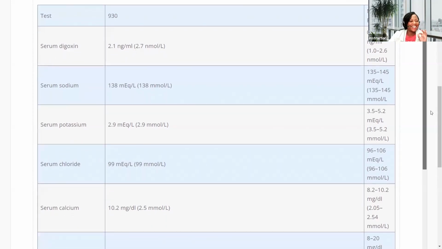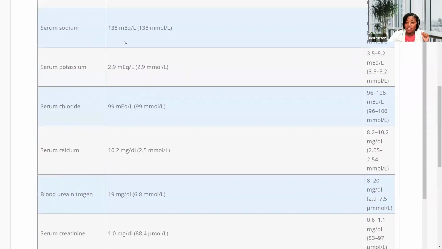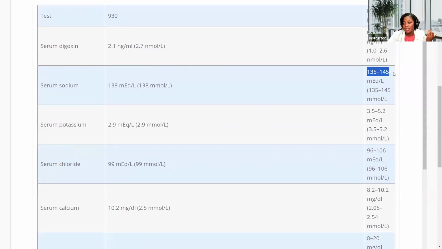I love the fact that the case study gives us the normal ranges. Love that. But you still need to know what your labs are, because they may not always give it to you in the regular questions, the normal select all that apply multiple choice. Well, in this one, they give it to us. All right, so let's check it out. Serum digoxin. Her level is 2.1. The norm is 0.8 to 2. So there's a little elevation there. Serum sodium, 138. That's within the normal range. So no sodium issue there.